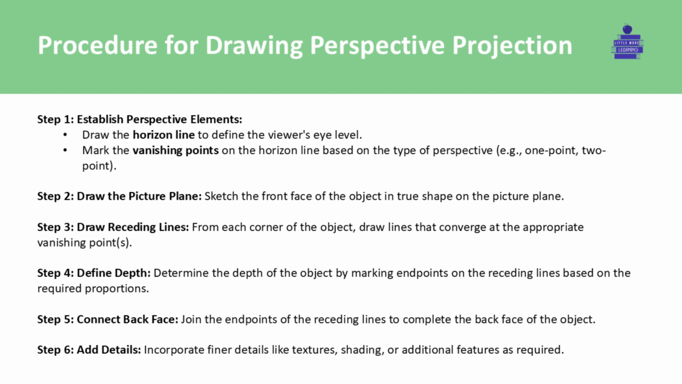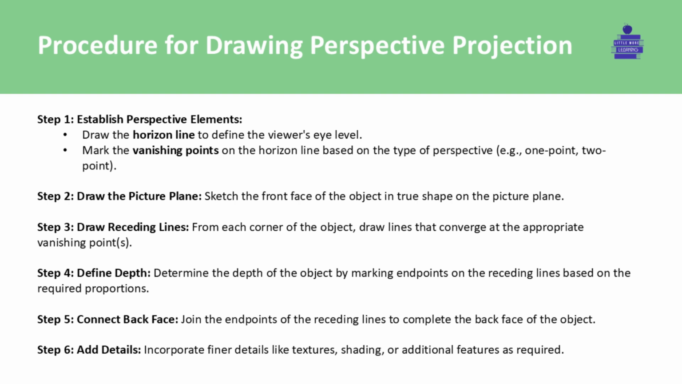We start by establishing our perspective elements. First, draw your horizon line. Remember, this represents your eye level. Then, depending on whether you're using 1-point, 2-point, or 3-point perspective, mark your vanishing points on this horizon line. Next comes the picture plane, where we'll draw the front face of our object in its true shape. This is like taking a snapshot of the object straight on.